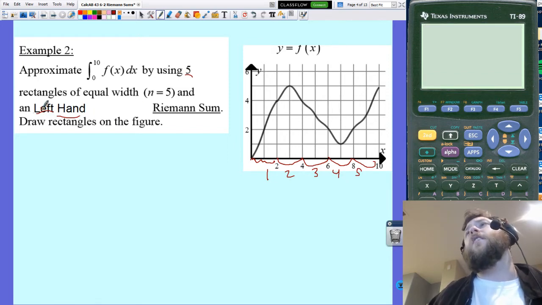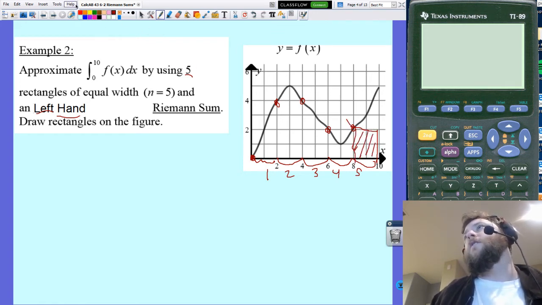It's going to be based off the left-hand side of the rectangle. The left-hand point is here for this rectangle, here for this rectangle, here for this rectangle, here for this rectangle, and here for this rectangle. I want to show you what those rectangles look like. Let's do this one first. The left point is right here, the rectangle is going to be this shape, and I'll fill it in like that.